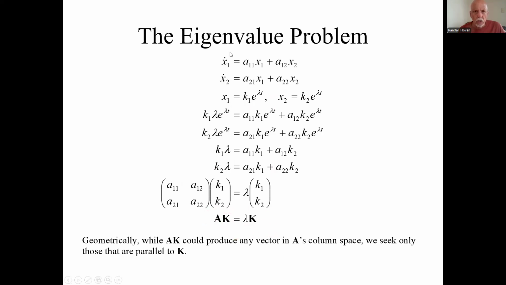This equation is called the eigenvalue problem. A is a square matrix, K is a column vector, and lambda is a scalar. Remember, with AK, anything in A's column space could be on the right side, right? That's what the column space means. But we're only interested in those cases where AK is parallel to K itself, geometrically.